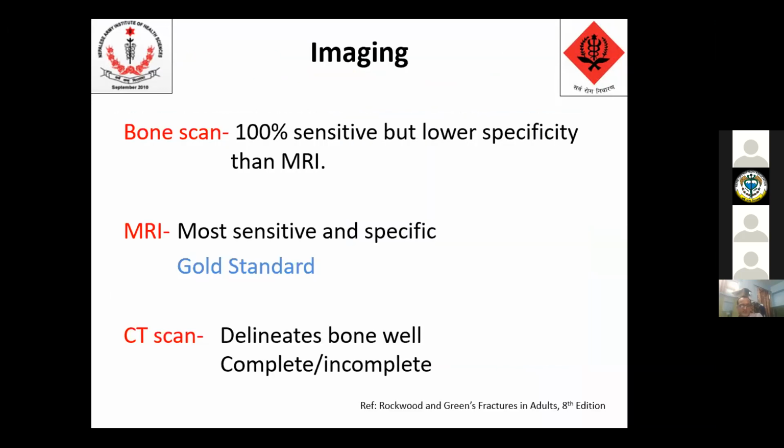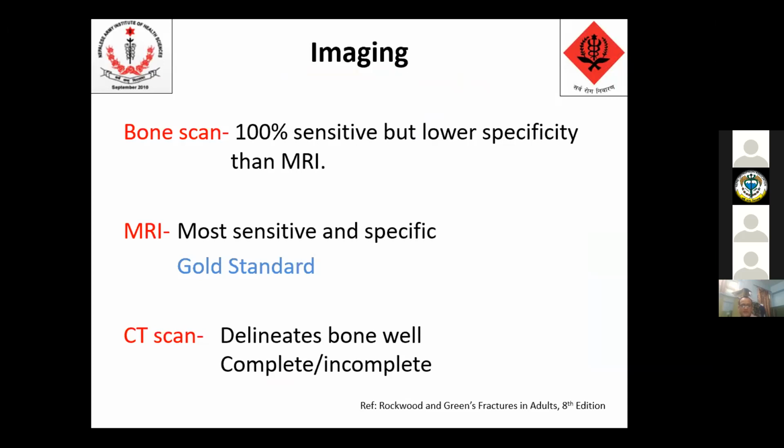So when the initial X-ray is doubtful or negative, but the patient has strong clinical suspicion, then we go for bone scan. Usually it is 100% sensitive but lower in specificity than MRI.